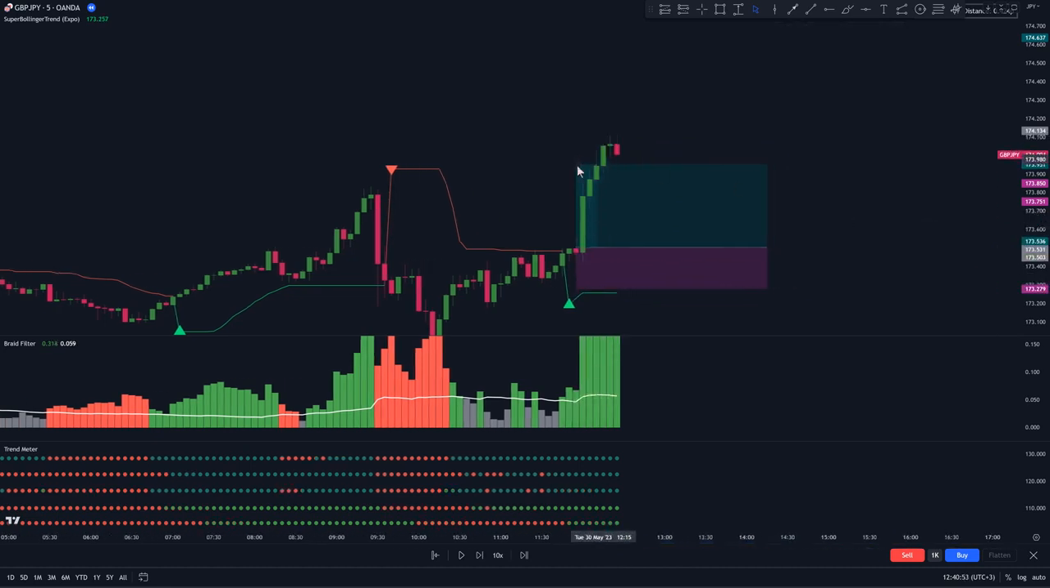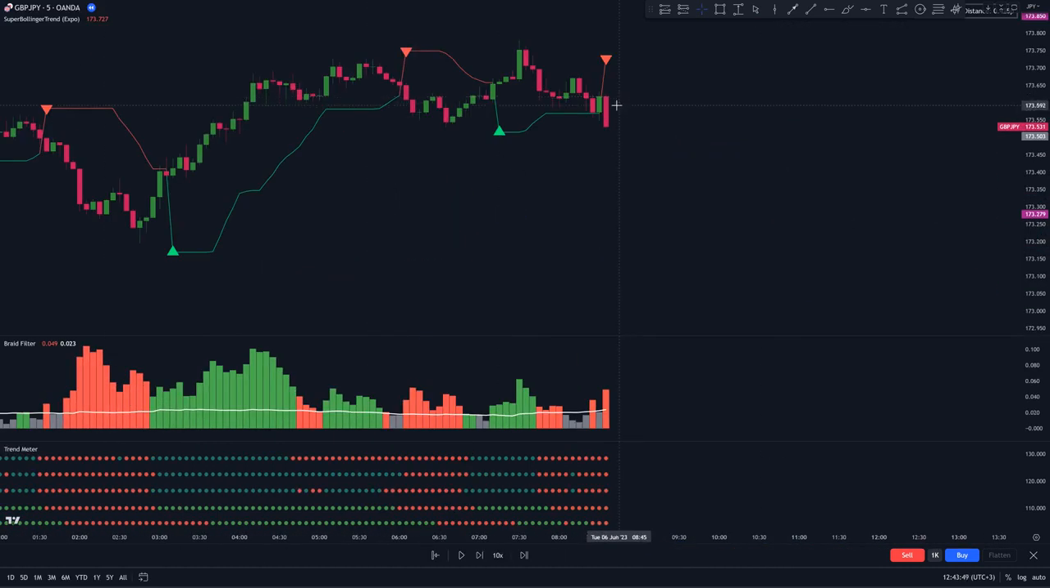For short trades, it's the opposite. So the Super Bollinger Trend should print a sell signal. On that signal candle, we want to have at least 5 red dots on the trend meter to indicate a bearish trend. Lastly, the last bar of the braid filter indicator should be colored red, and it should also be below the white moving average.